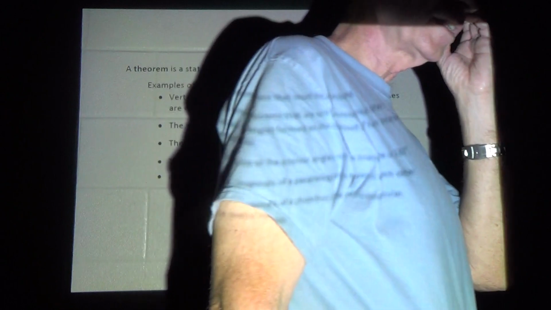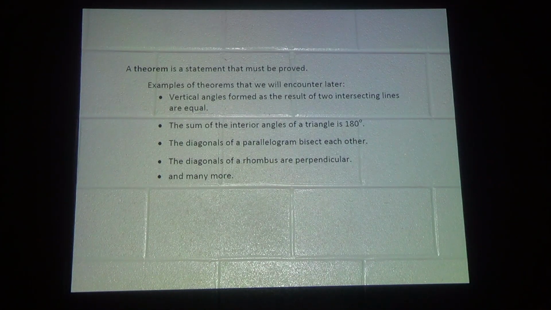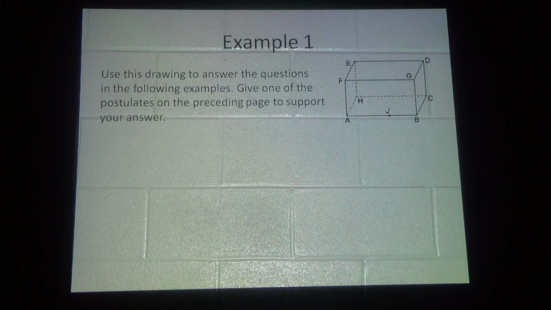Postulates are fairly limited because they're basic ideas that you have to have in order to start geometry. Once you get past the postulates, then you end up with theorems that have to be proven before you can use them. But they're both equally valid in proving a particular construction that you're trying to prove. Let's take a look at some examples then.